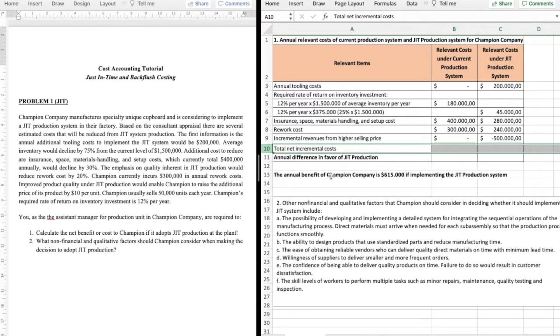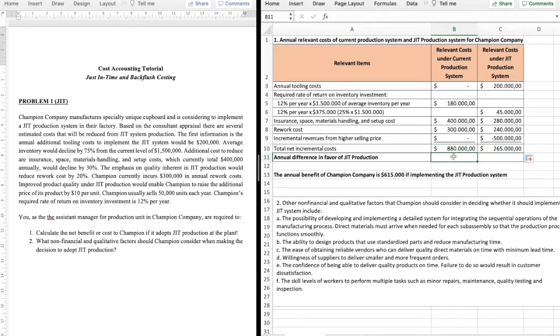Okay, I put the minus here because our aim is to calculate the incremental cost, and since it is incremental revenue, it means that it would decrease the costs. And for the sake of the formula, I put minus here. And now we can calculate the total net incremental cost by summing everything here.